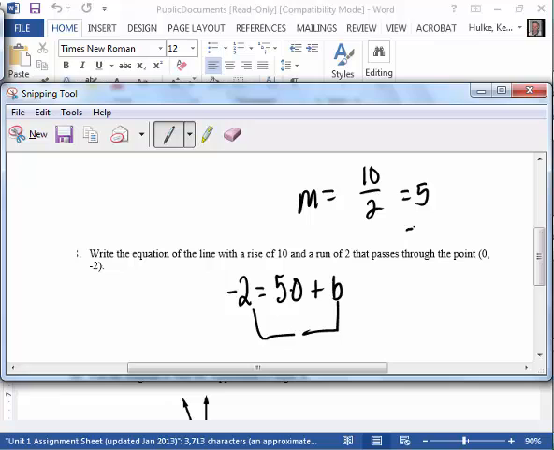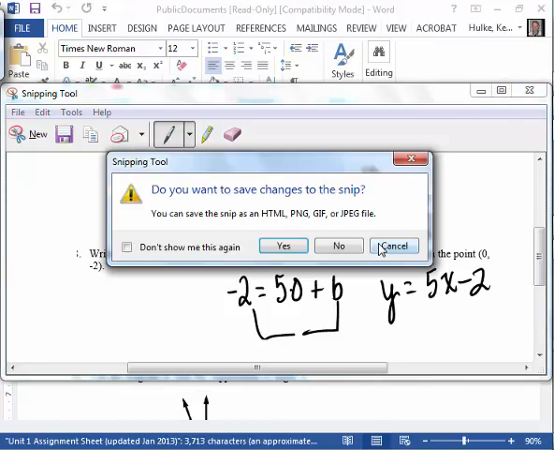Okay, so negative 2y equals 5x minus 2. Next one.